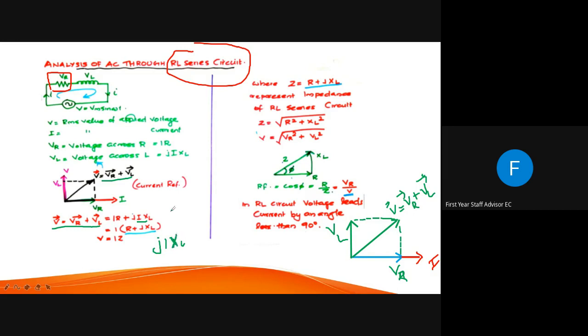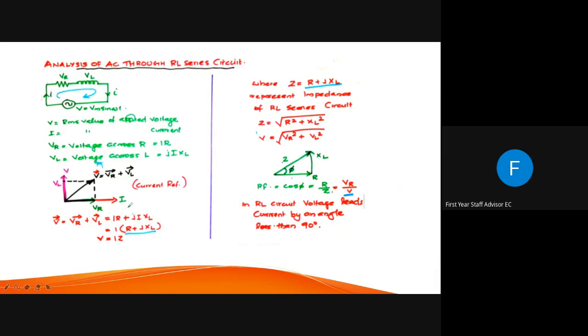Similar to IR means what? Current into resistance. So for a reactive component we have current into reactance. Since it is inductive, I am writing I into XL, inductive reactance. Since this is reactance, I am writing it as jIXL. That is how I got this particular equation, IR plus jIXL.